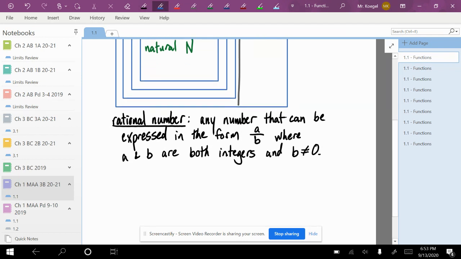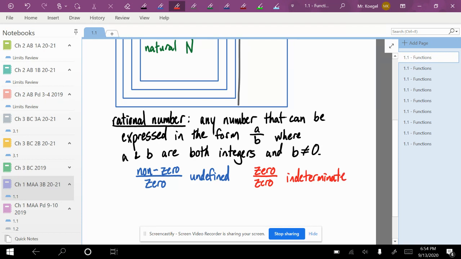We'll remember also that a non-zero number divided by 0, that's undefined. If we have 0 divided by 0, that's not the same thing. That's indeterminate. There's a difference between these two, and again, it goes to the precision that we're going to be using in our studies this year in math analysis and next year in AP calculus. So we're going to talk about this right now.